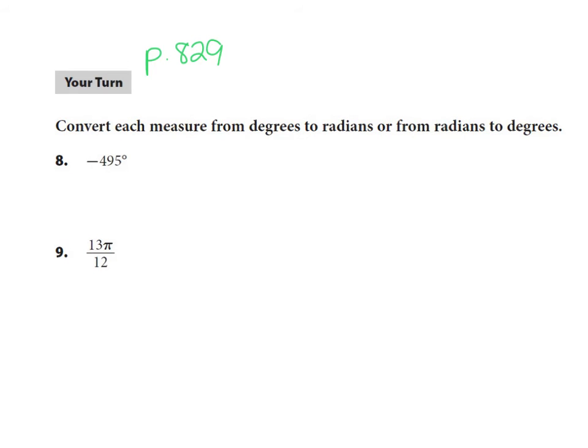All right, turning to the bottom of page 829. On your turn, we're going to convert each of these measures from their starting measure into the opposite. So we're going to start with negative 495 degrees. Since we're starting with degrees, that means degrees has to go in the opposite location. So that means we're going to put it in the denominator, 180 degrees. And in the numerator, I'm going to put pi. Now, don't put 3.14 in for pi, just leave it as pi.